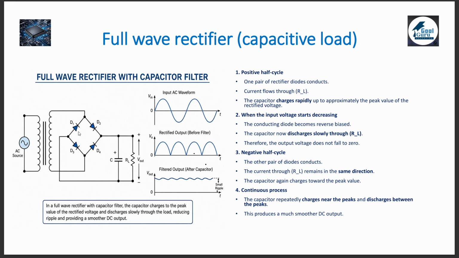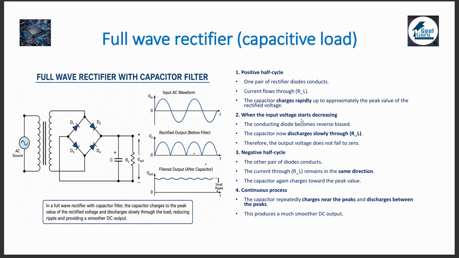The capacitor charges. Now since D2 and D3 conduct, how? I'll just quickly show you. This is how the current flows, through the resistor to D2 and completes the circuit here. Now what is the difference between the earlier circuit and this circuit? There is a capacitor added. So the capacitor charges. What is the property of the capacitor? It is a storage electronic component. It charges rapidly to approximately the peak value of the rectified voltage. Whatever the peak value is, it charges to that.